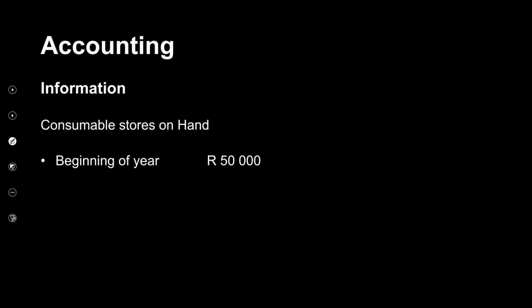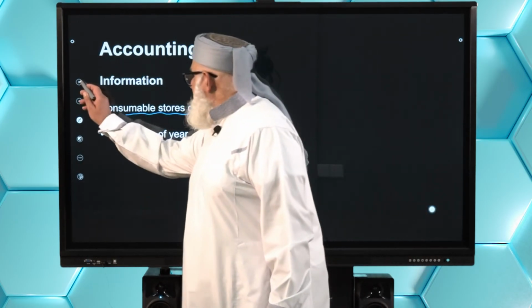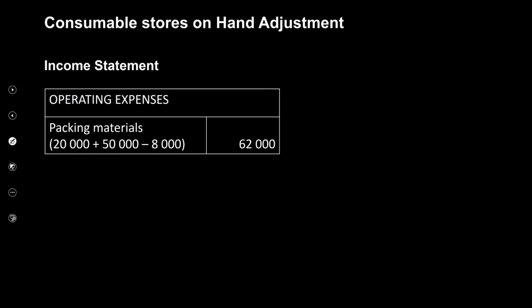Here's an example for you. If you look at your information, they're telling you consumable stores on hand at the beginning of the year amounts to 50,000 rand. Okay? So that's the value of your consumables at the beginning of your financial year. This therefore means, and I'm going to explain it to you in terms of the income statement as well as the ledger account.